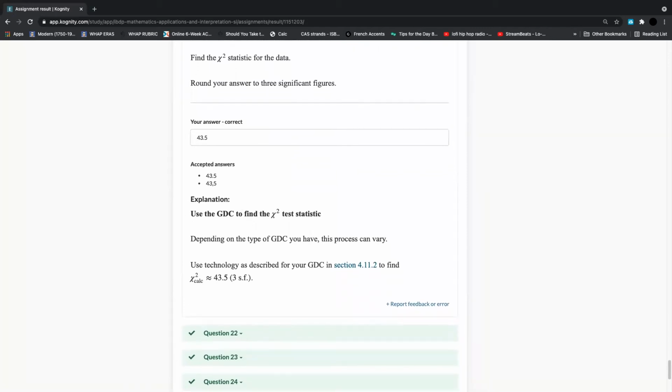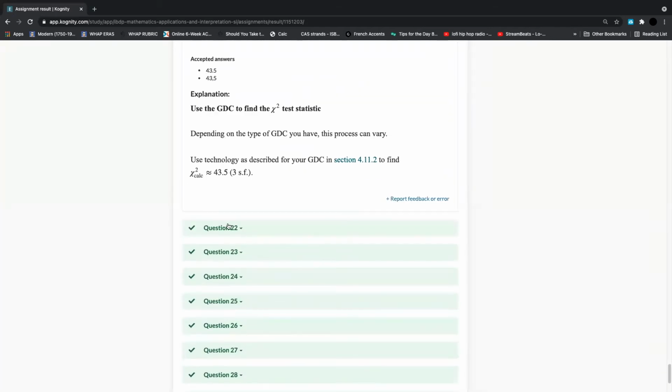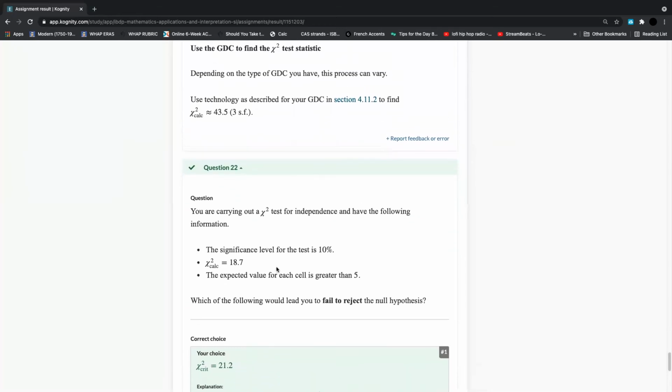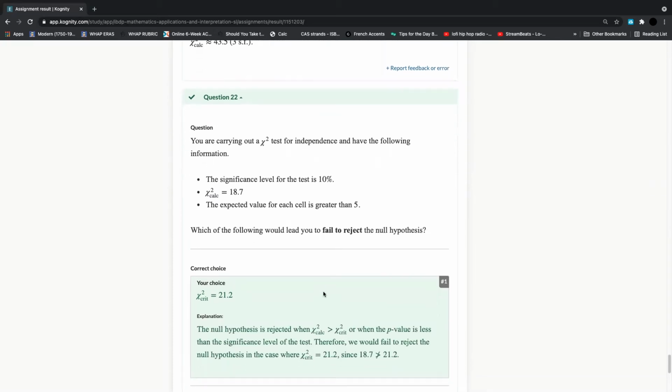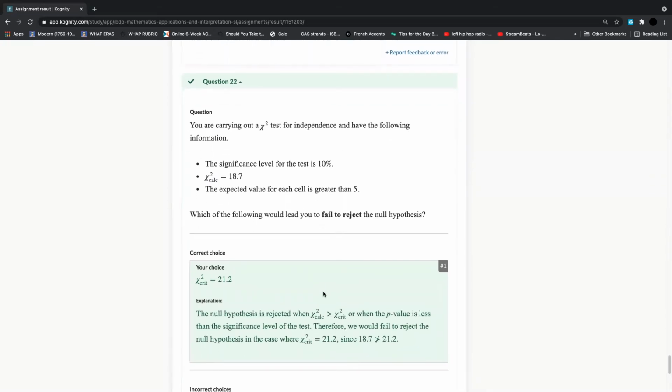Okay. Next question. Number 22. Okay, you are carrying out a chi-square test for independence and have the following information. The significance level for the test is 10%, so 0.10. And then chi-squared calc. When it says calc, you know that that's the chi-squared statistic, not the critical value. It is 18.7, and the expected value for each cell is greater than 5. Which of the following would lead you to fail to reject the null hypothesis?